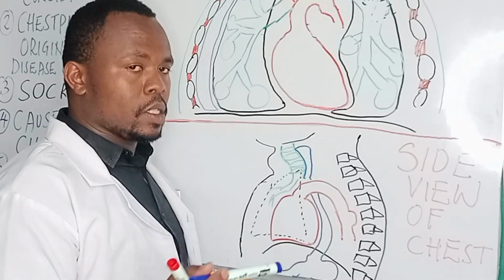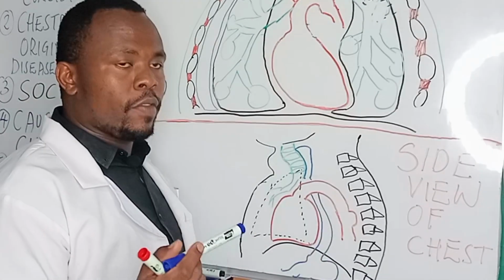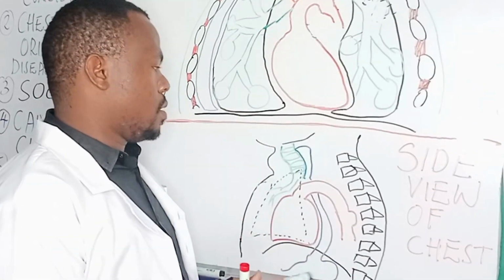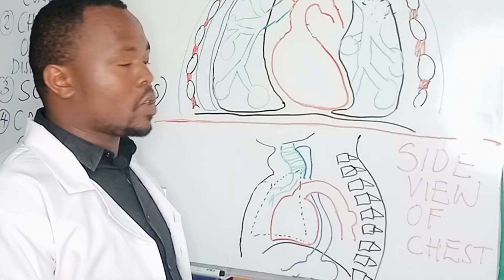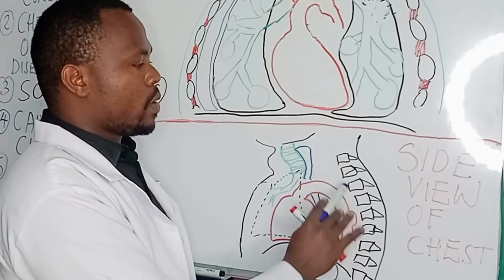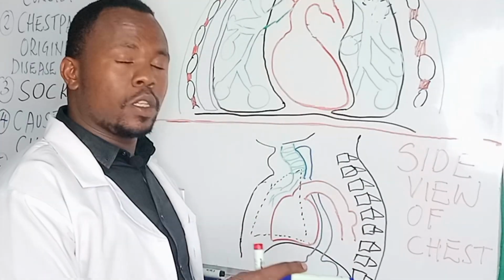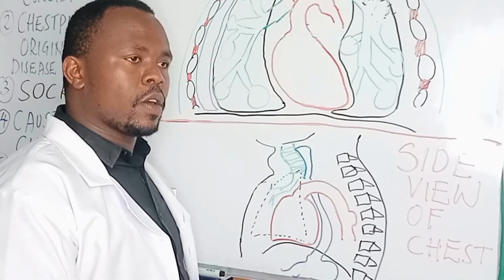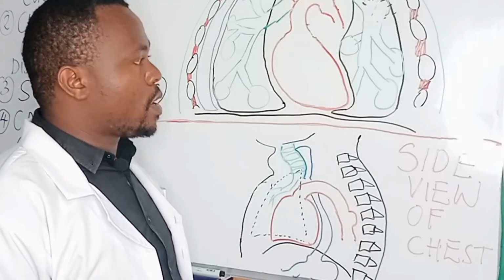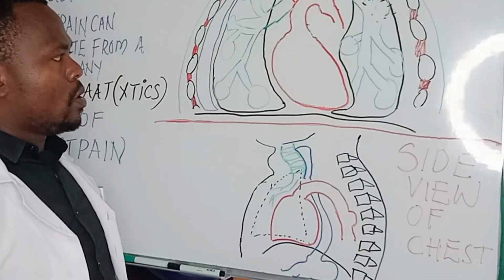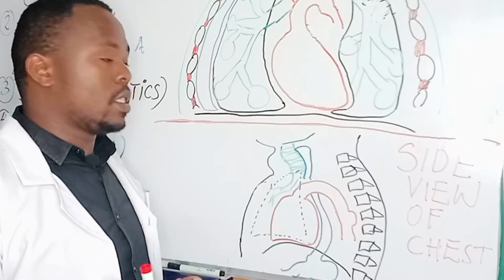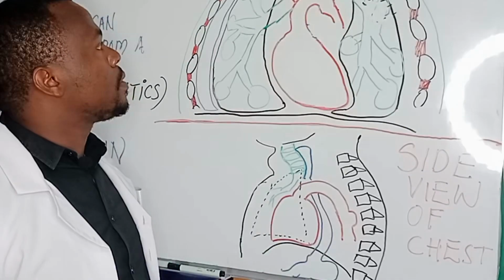The backbone part, it's called the thoracic vertebra. We have the backbone part of the chest. Backbone has several divisions. We have the neck part of the backbone, which we call the cervical vertebra. We have the backbone part, which is the thoracic vertebrae. Then we have the abdomen part, which is the lumbar vertebra, and also we have other two parts of the vertebra. So chest pain can arise from any of these structures that I've described here.